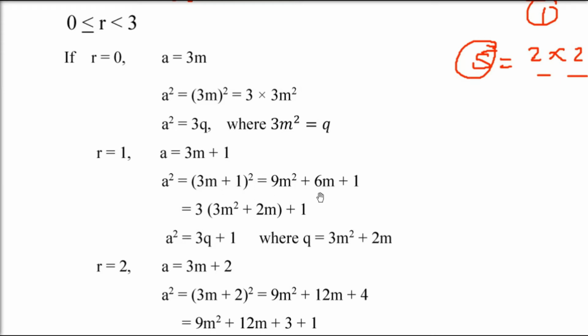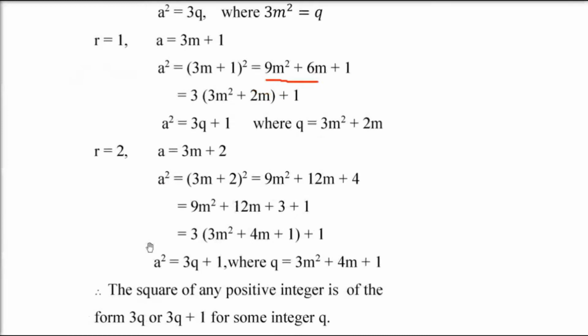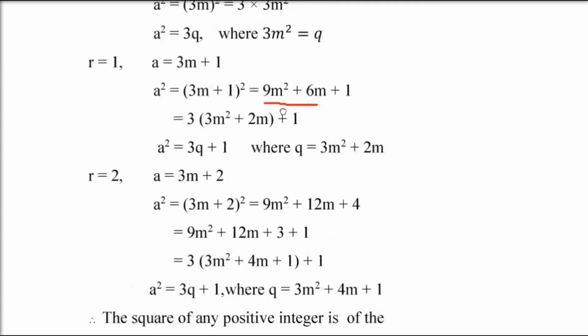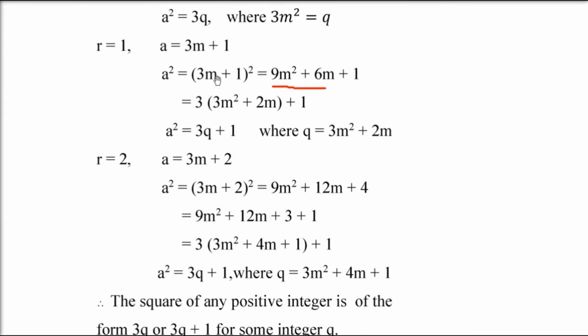Now what do you see here? I am writing 9m square plus 6m, and taking 3 common. When you take 3 common, you get 3 times 3m square plus 2m, plus 1. Now this you can take as a constant. 3m square plus 2m can be taken as q. So it is 3q plus 1.